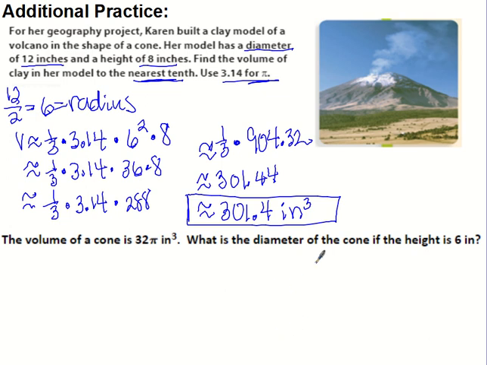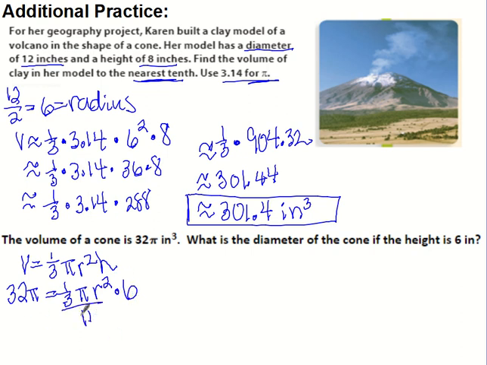Alrighty, so the volume of a cone is 32 pi inches cubed. What is the diameter of the cone if the height is 6? So this is similar to the types of problems we've been doing in our warm-ups. So 1/3 pi r squared h. I'm going to fill in everything I know. I know the volume is 32 pi, so that equals 1/3 pi. I don't know the radius, but I do know the height is 6.